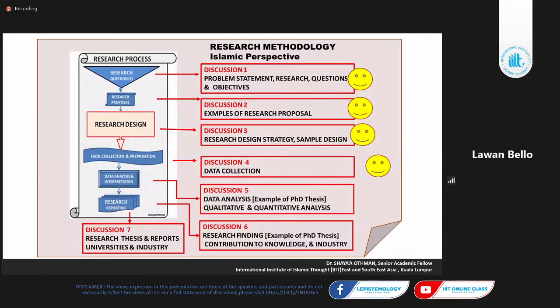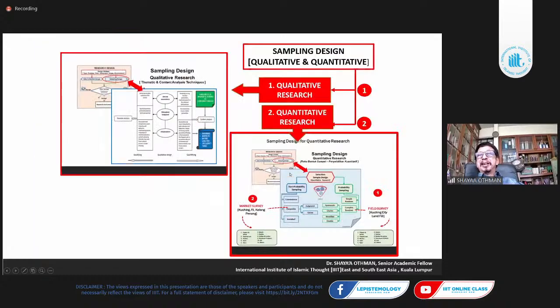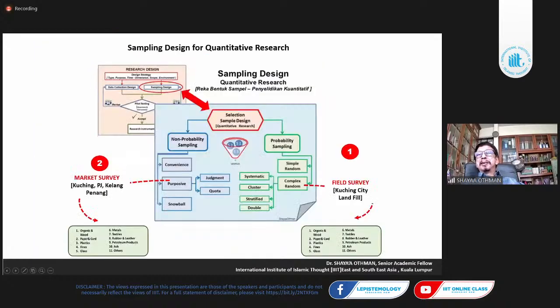Doctor, what about sample size? How can we determine our sample size, the size of the sample? That is a very good question and a very difficult question.